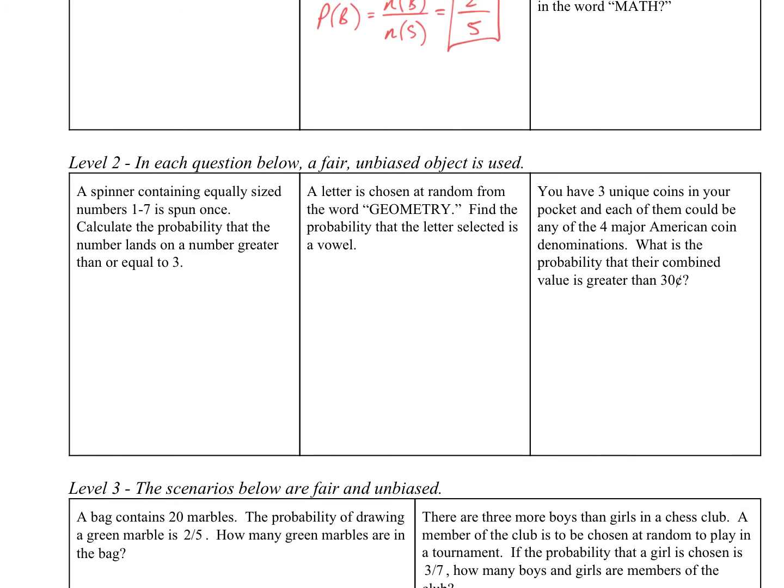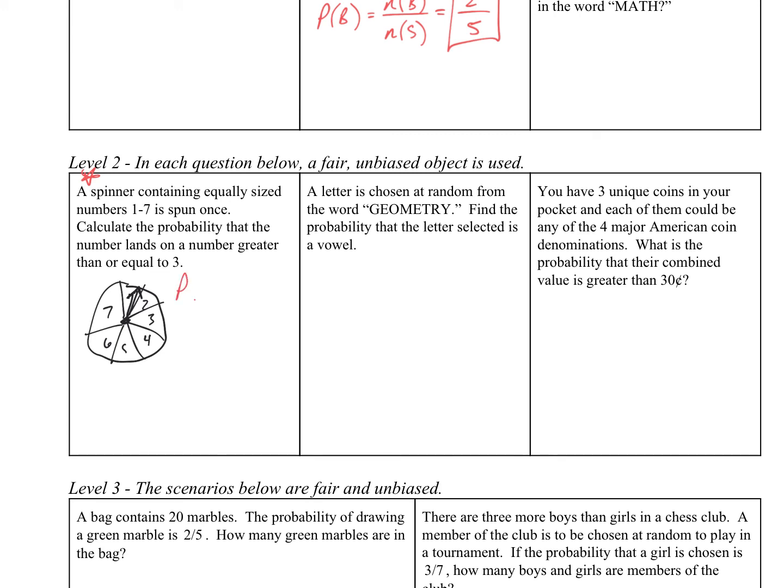Let's do number 1. A spinner containing equally sized numbers 1 through 7 is spun once. So just to give you a picture of what this is, it's like some sort of board game, right? And you've got 1, 2, 3, 4, 5, 6, 7. They're not perfectly equal here, but let's pretend they were. And you have to spin some sort of arrow, and it's going to land on one of these numbers. Calculate the probability that the spinner lands on a value greater than or equal to 3.